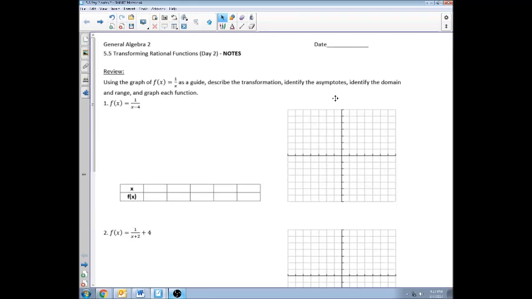Let's continue using the setup that I showed you in the last note sheet. I am going to use an x section and a y section. In my x section, I have the horizontal translation, the vertical asymptote, and my domain. In my y section, I'll have the vertical translation, the horizontal asymptote, and my range. Okay?